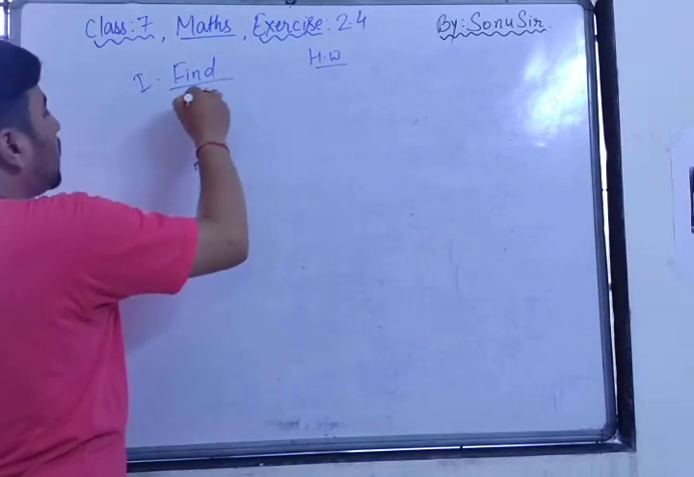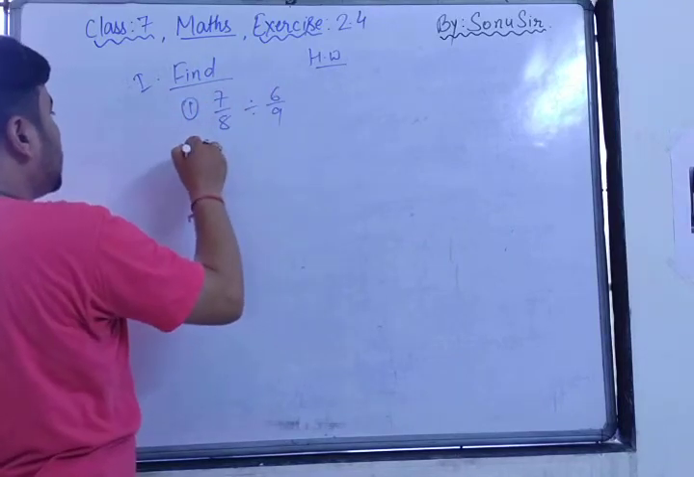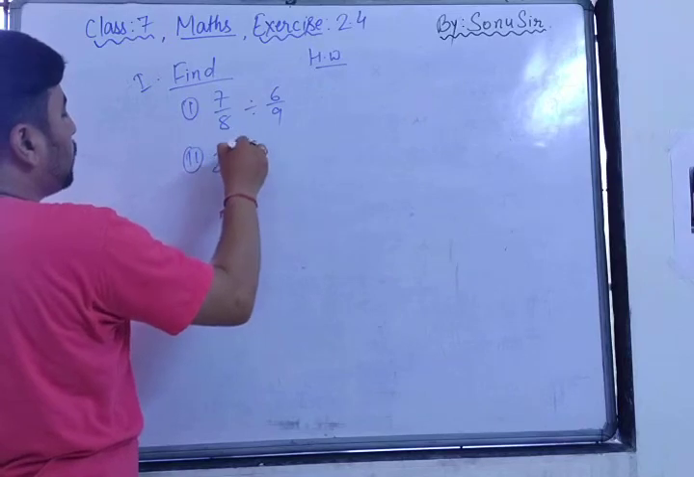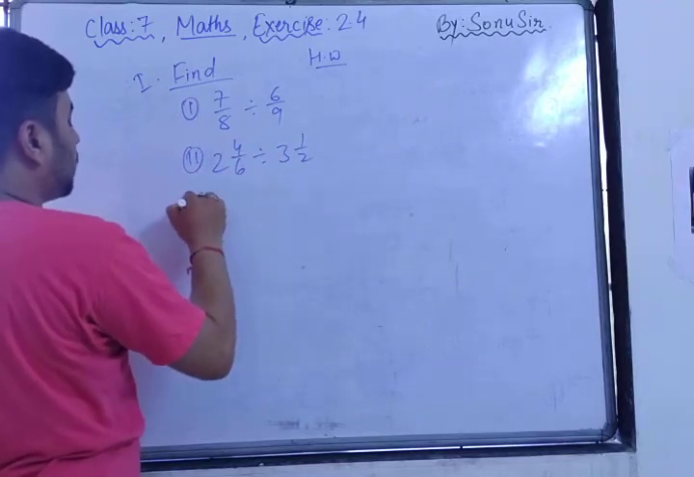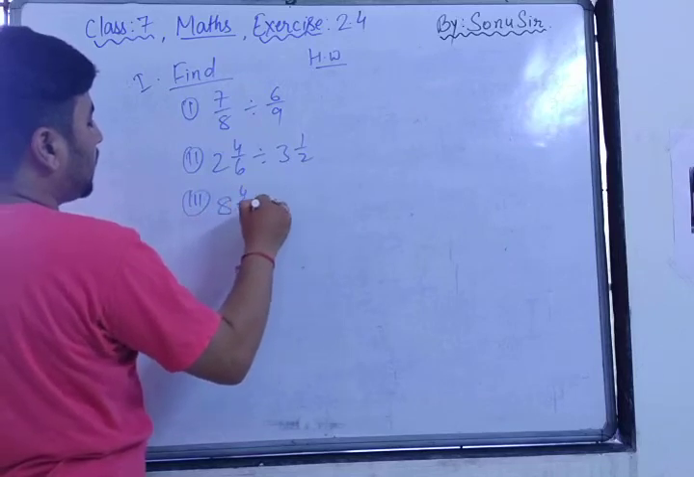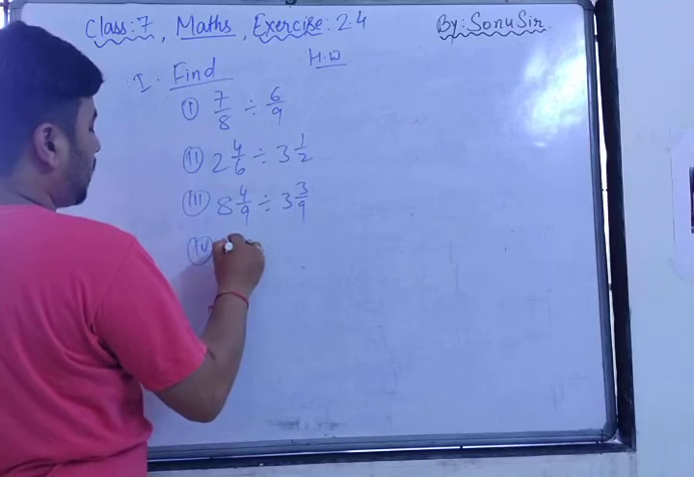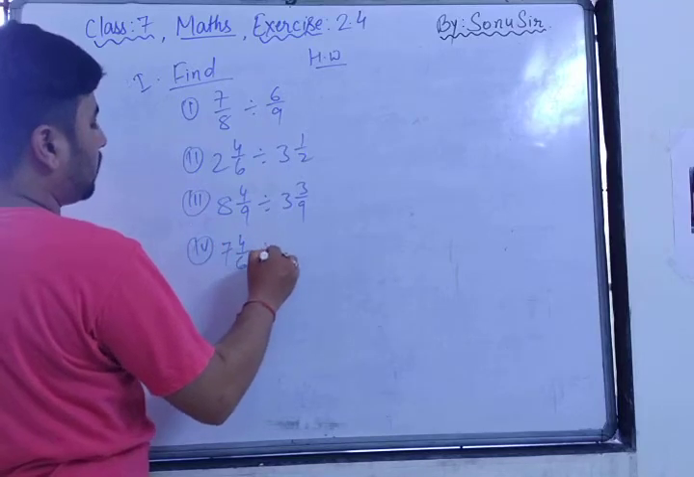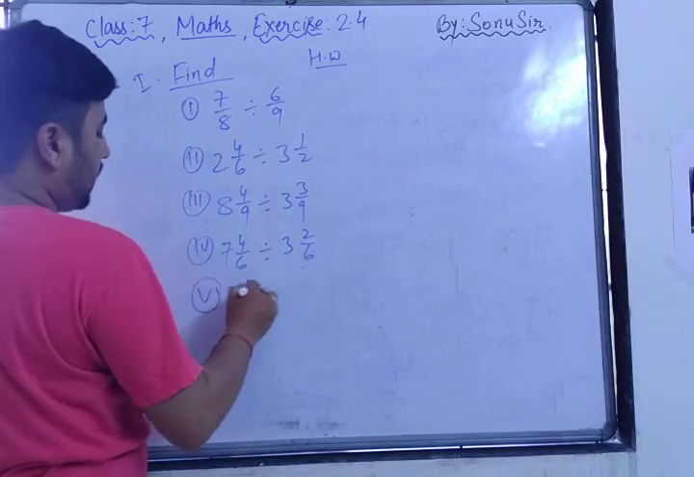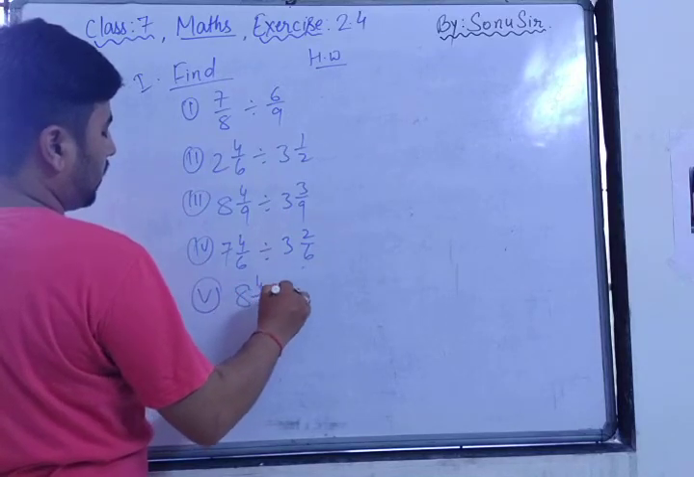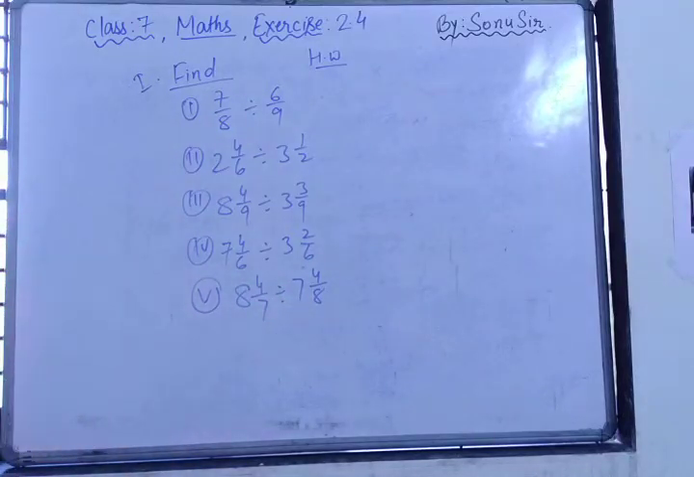First question: 7 by 8 divided by 6 by 9. Second: 2 into 4 by 6 divided by 3 into 1 by 2. Third question: 8 into 4 by 9 divided by 3 into 3 by 9. Fourth question: 7 into 4 by 6 divided by 3 into 2 by 6. Fifth question: 8 into 4 by 7 divided by 7 into 4 by 8. Got it? Have you seen all these 5 questions?